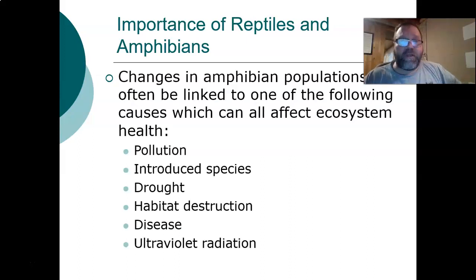Changes in amphibian populations can often be linked to one of the following causes, which can all affect ecosystem health. Either pollution, introducing species, maybe a new species or maybe even an invasive species, drought, habitat destruction, disease, ultraviolet radiation, and that would be ultraviolet meaning like from the sun.